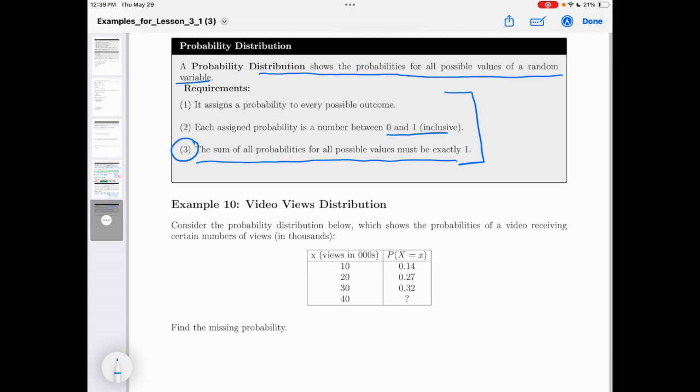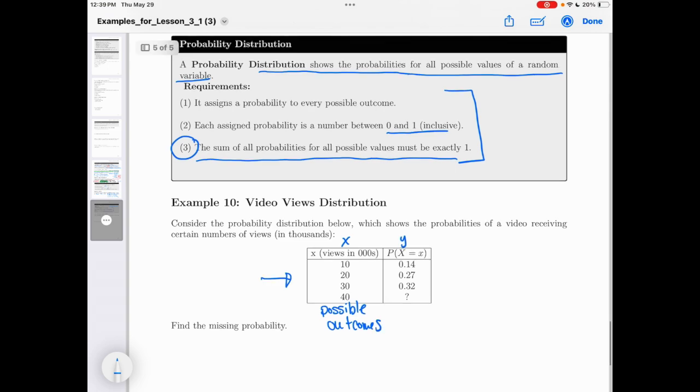Let's look at our example 10. Consider the probability distribution below. So this is telling us that we have a probability distribution. This column is all the possible outcomes, and then this column is our corresponding probabilities. This shows the probabilities of a video receiving a certain number of views in thousands. Find the missing probability.